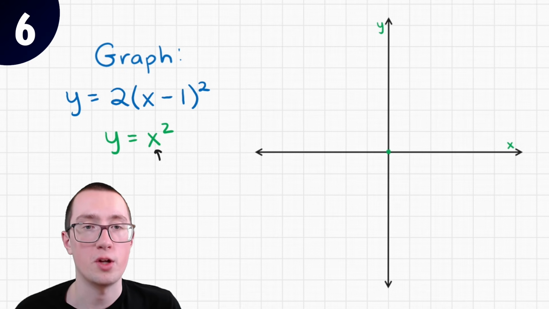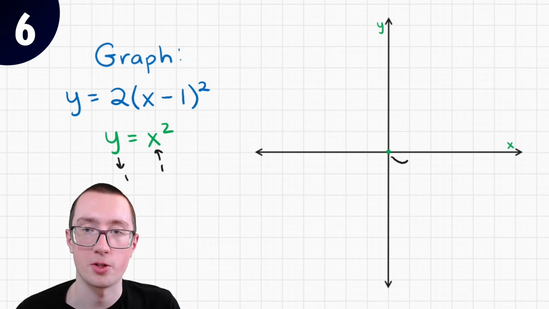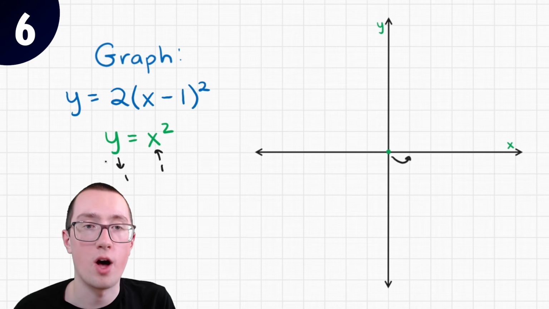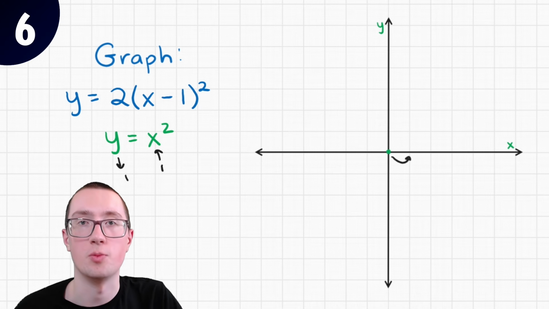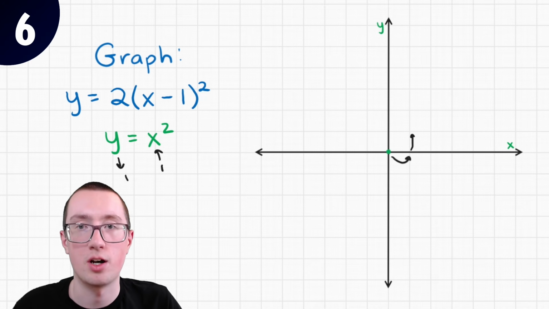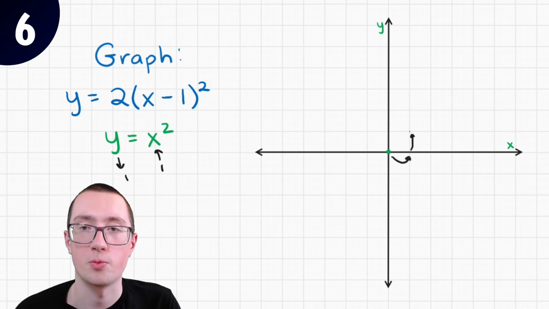What if I plug in 1 for x? Well, if I plug in 1 for x, 1 squared, 1 times 1 is 1. So when I plug in 1 for x, I get 1 for y. So 1 for x means we move 1 square to the right because x is left and right. And then y equals 1 means that we need to move 1 square upward because y is up and down and positive numbers are up. So this point right here is also going to be a point on our parent graph.